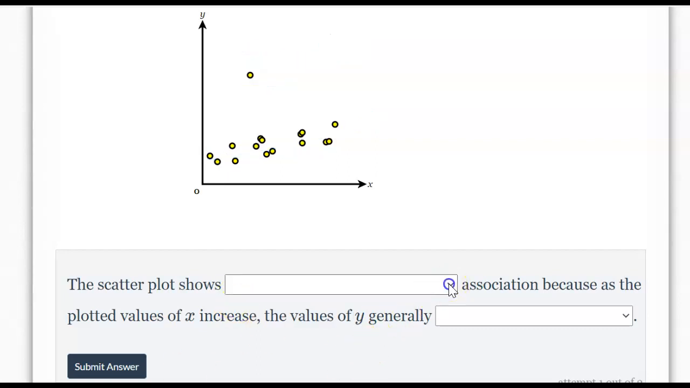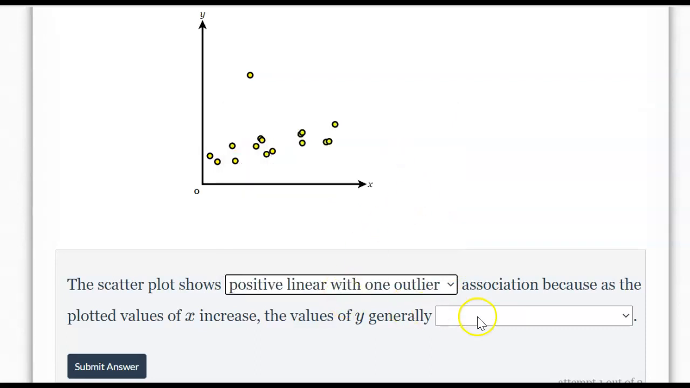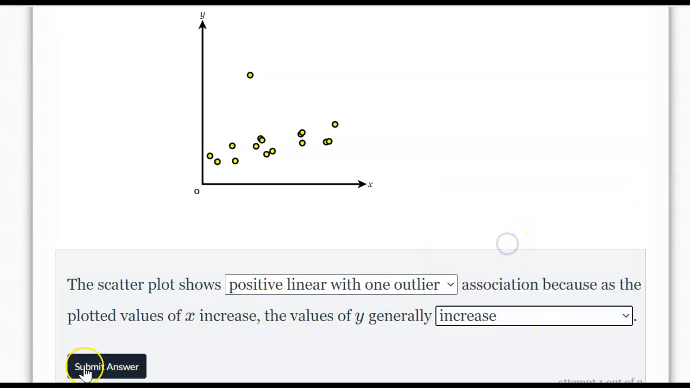So let's take a look. The options were positive, so it was positive, it's going up with one outlier because the X values increase and the values of the Y are going to also increase.